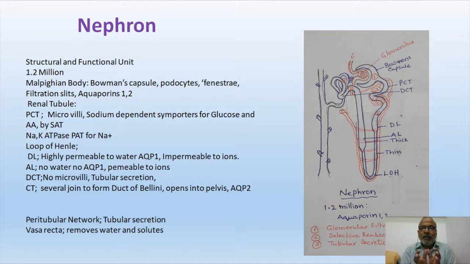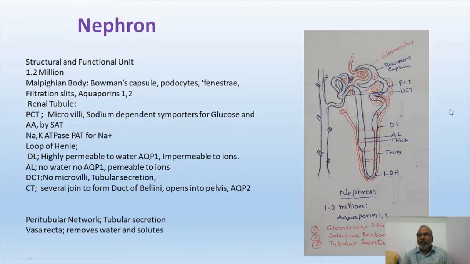This area, the entire Malpighian body, is the main area for filtering the blood by a process called glomerular filtration. Next, this is the Malpighian body, and the next one is called the renal tubule. This renal tubule is very special and characteristic. It is not straight, it is bent in the form of a hairpin. That is why it is very special, and it is regionalized into different parts.